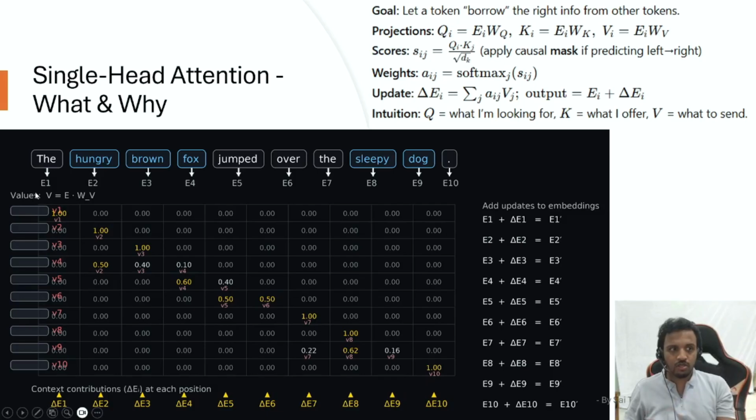As I mentioned, the sentence that we are going to take as an example for all our topics today is: the hungry brown fox jumped over the sleepy dog. The sentence is 'the hungry brown fox', and we expect our LLM to predict the word called jumped. That's what we are planning to do with all our examples. So this is the overview of single head attention. Let's jump deep into it.